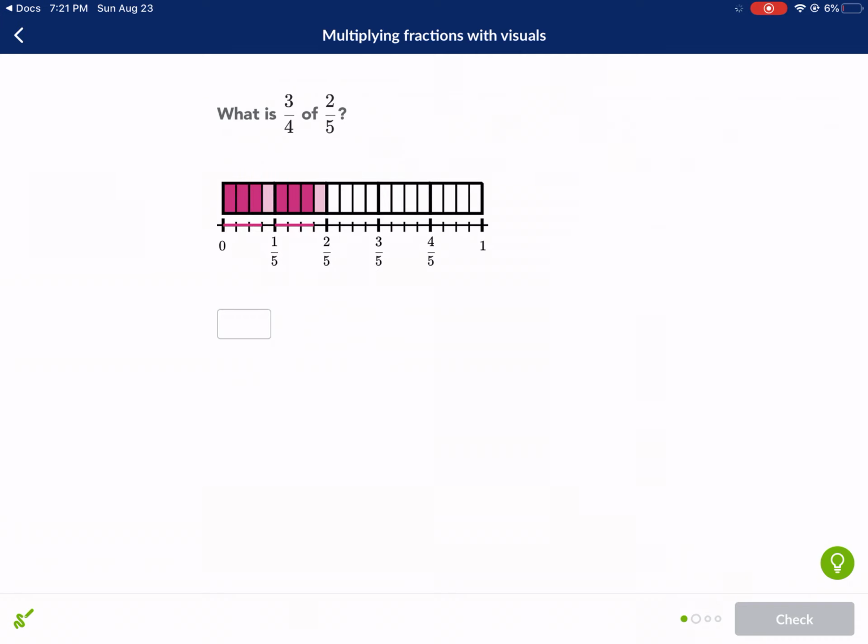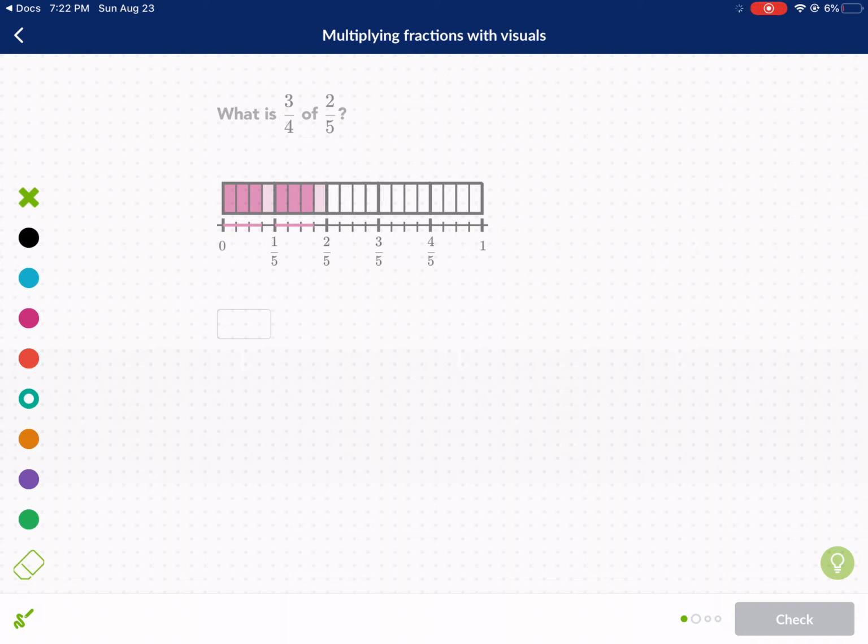Ooh, what is 3/4 of 2/5? Okay, so what is 3/4 of 2/5? Let's try to visualize this. Okay, this is what it's doing. So of in math means multiplication.